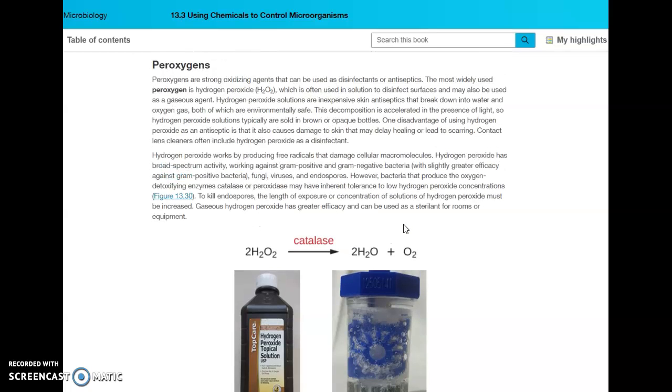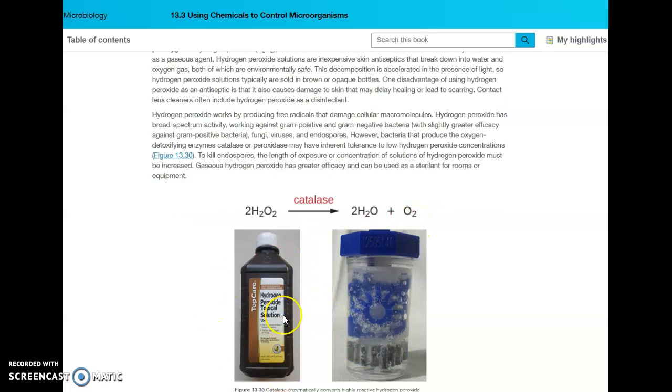Then we get to peroxygens. Peroxygens can be used as both disinfectants and antiseptics because they aren't irritating to the skin. The most widely used peroxygen is hydrogen peroxide. You can buy it over the counter. It's a 3% hydrogen peroxide solution. It breaks down into water and oxygen gas, so it's safe for the environment. It's safe for skin, non-toxic. It could lead to damage of the skin, but we really don't see this very often.